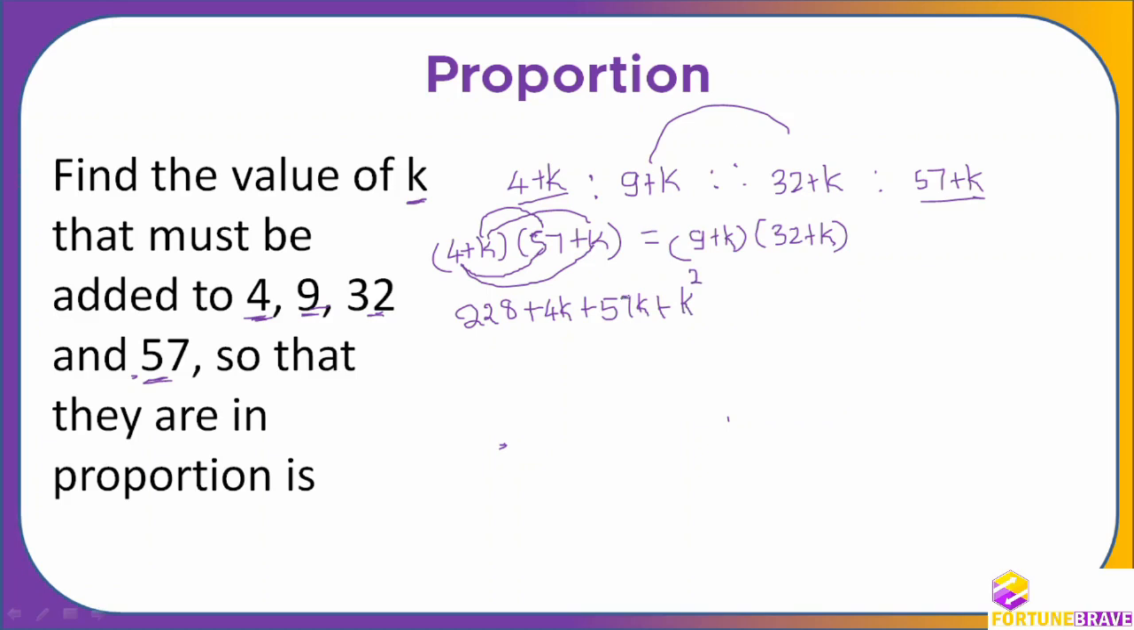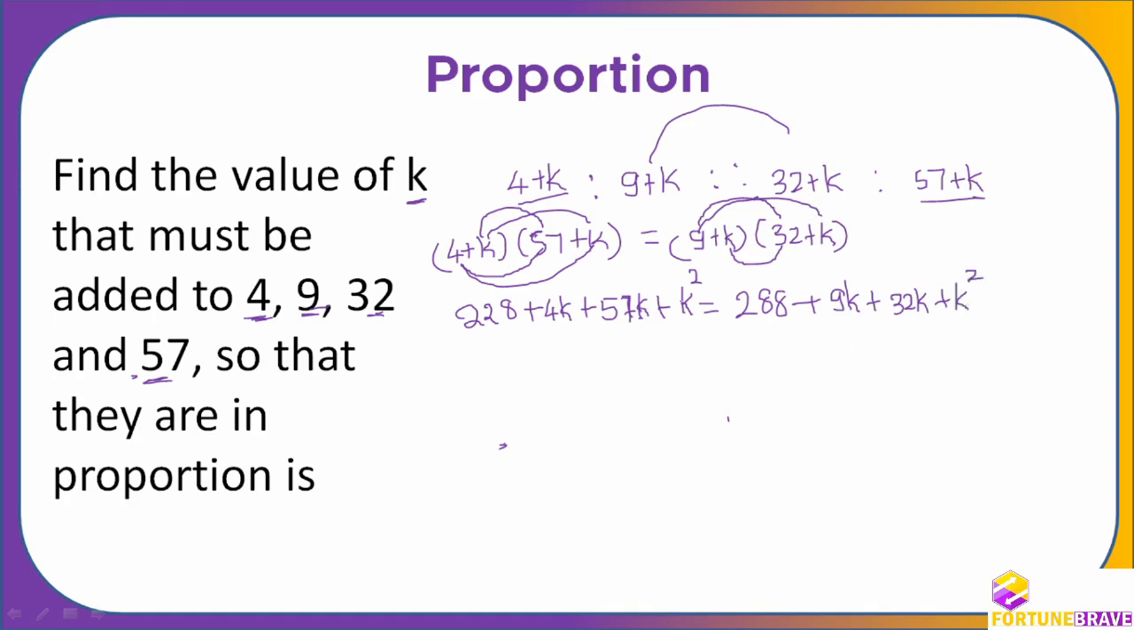Now I'm going to do it slowly, and you have to observe this, and then next time you are going to avoid what is not required. So 9 into 32. 9 into 32 is 320 minus 32. So 320 minus 20 is 300, minus 10 is 290, minus 2 is 288. Okay, 288. And then plus 9 into k, so this will be 9k. And plus k into 32, so 32k plus k square.